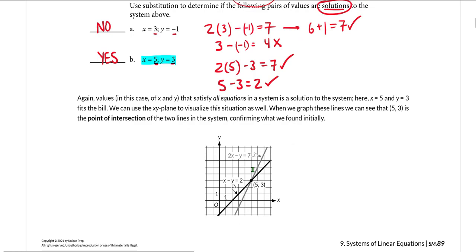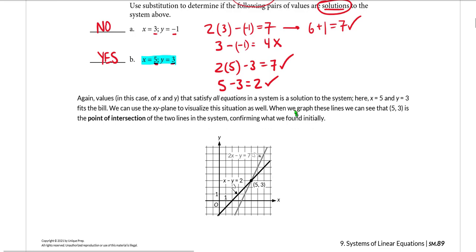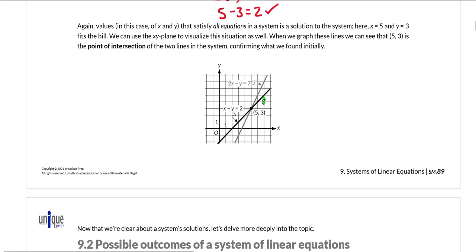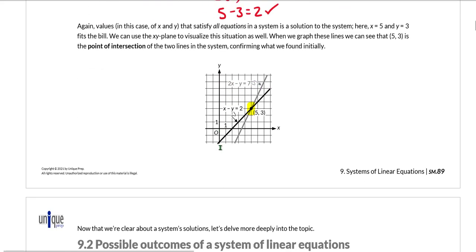And then the second definition that deals with points of intersection, if we take a look at these two lines, 2x minus y equals 7 and x minus y equals 2, plotted on the xy coordinate plane, we can see that they intersect at 5, 3, which is exactly what we just found in example 1 up here. That 5, 3, x, y, 5, 3, is a solution to the system, and 5, 3 is also a point of intersection between the two lines.